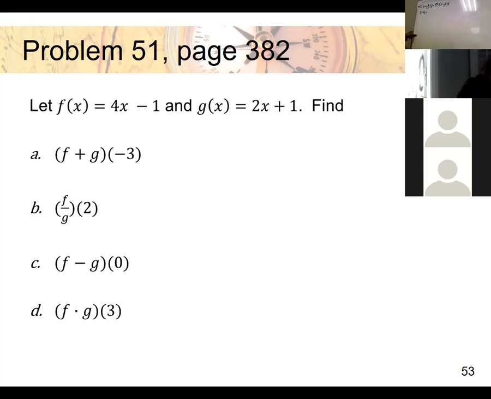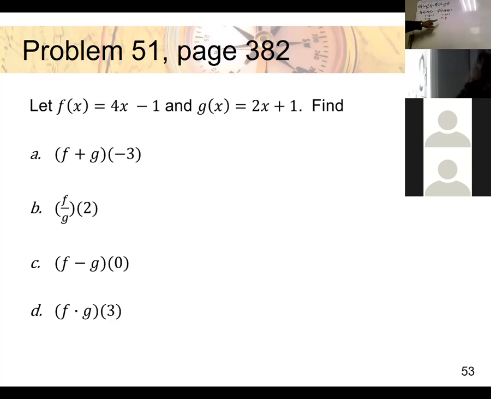Let's see. F of x is 4x minus 1. If I substitute the x with negative 3, 4 times negative 3 will be negative 12, and negative 12 minus 1 would be negative 13. Then g of x is 2x plus 1. If I substitute that x with negative 3 in g of x, 2 times negative 3 will be negative 6 plus 1, which is negative 5.